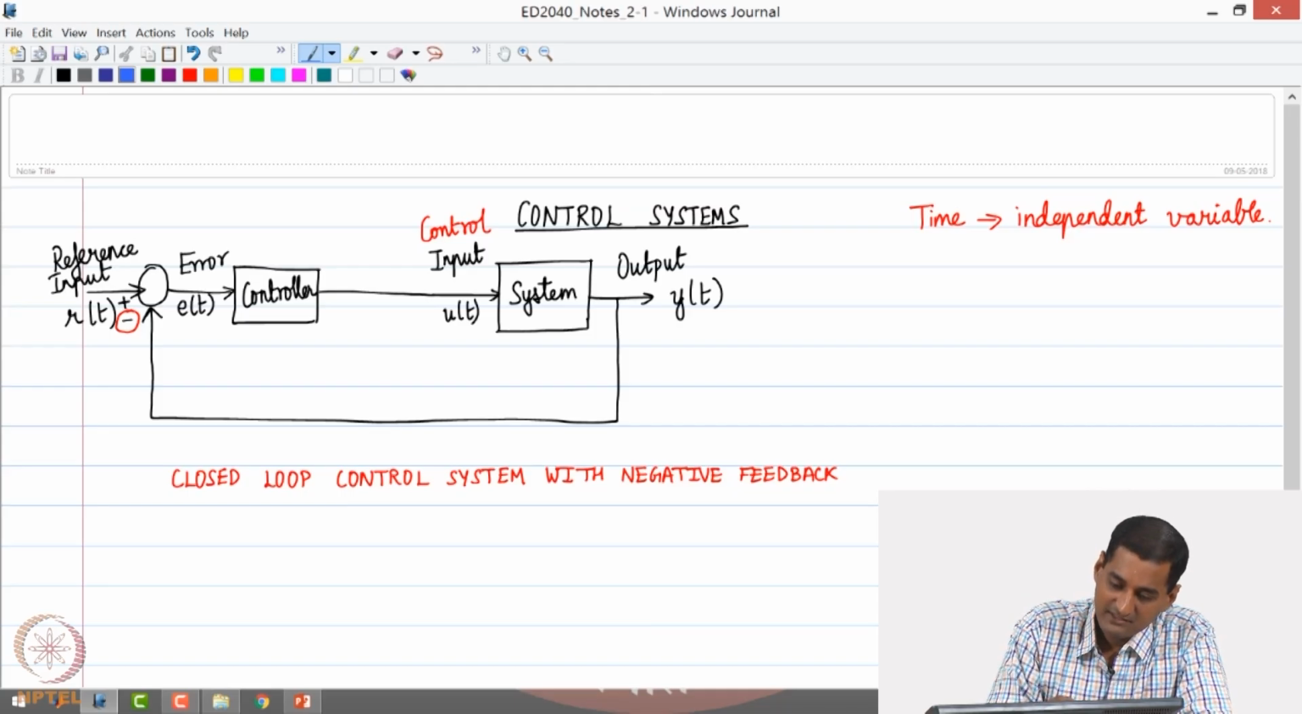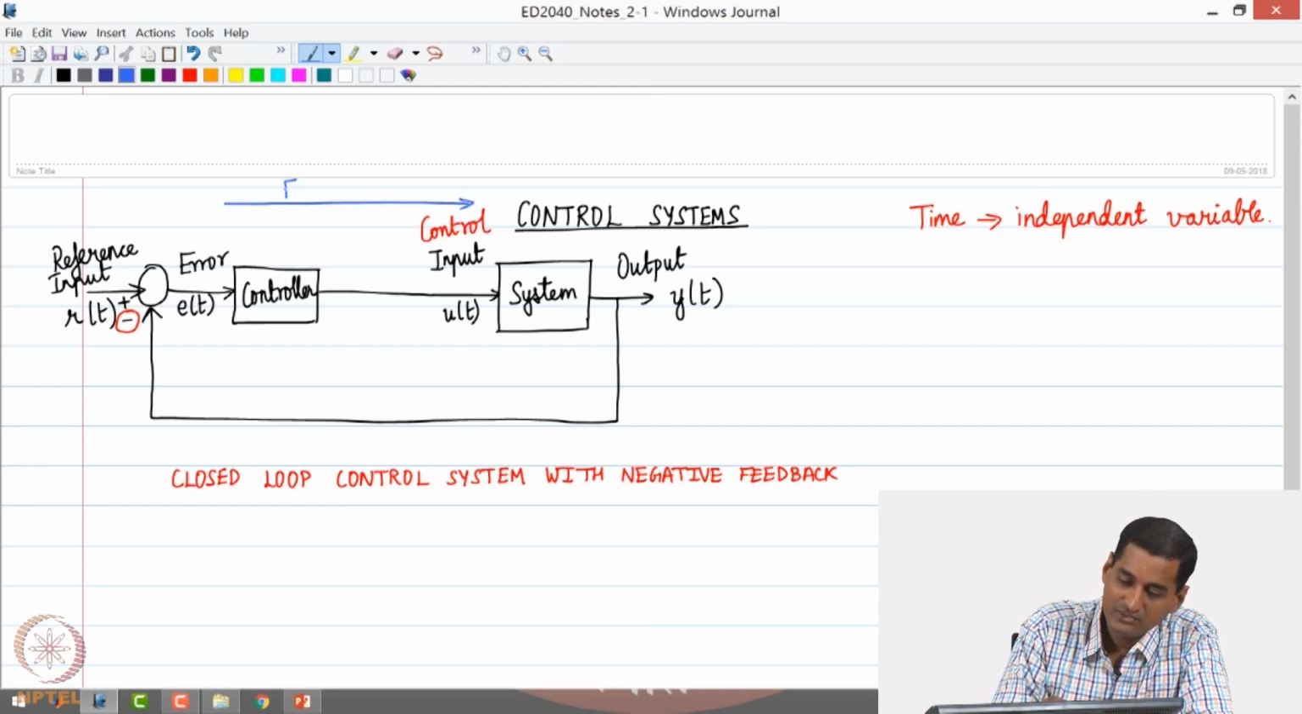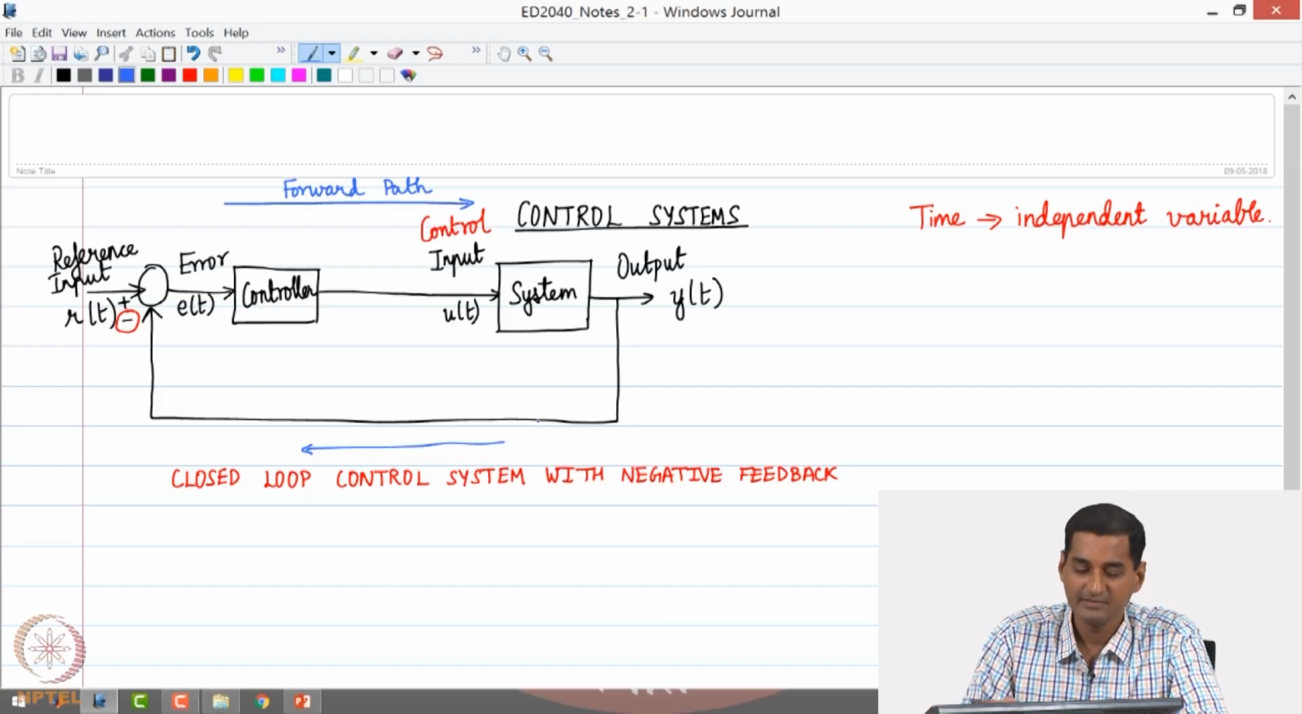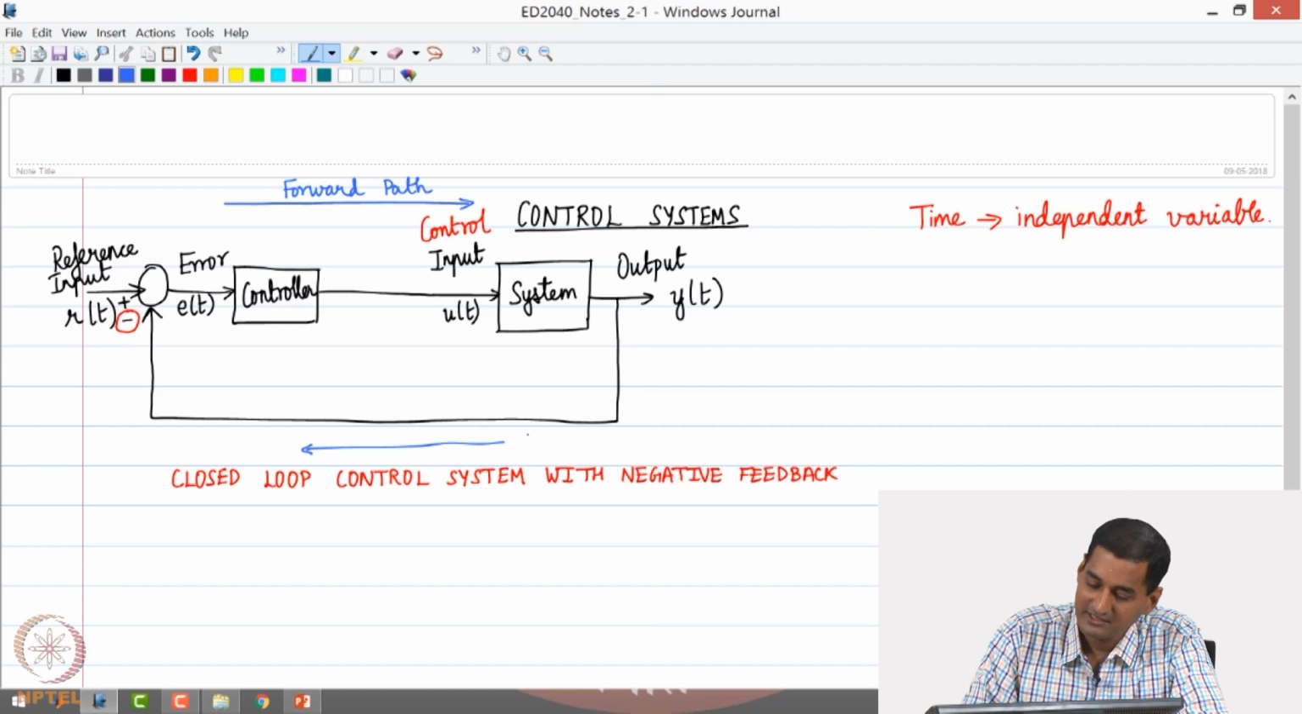So, this path wherein we go from the controller to the system and then to the output is what is called a forward path. And this path wherein we give the measurement of the output back to the summing junction so that we can calculate the error, which then goes to the controller, is what is called a feedback path.